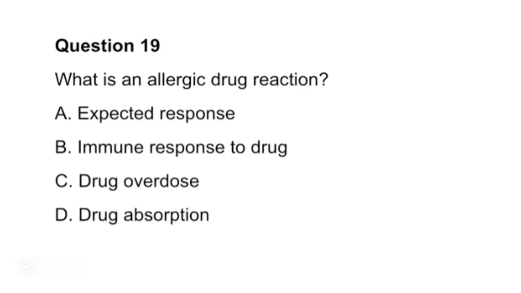Question 19. What is an allergic drug reaction? A. Expected response. B. Immune response to drug. C. Drug overdose. D. Drug absorption. Correct answer, B. Immune response to drug.